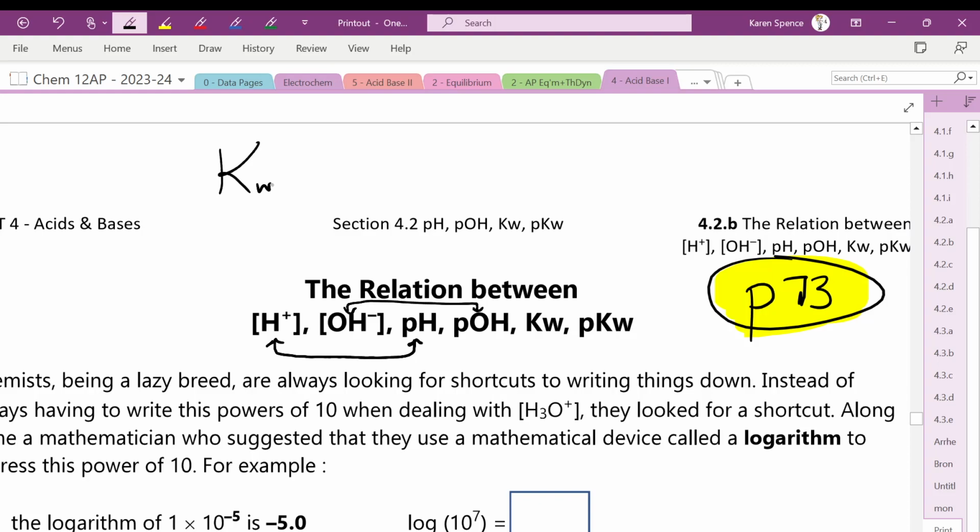KW is the Ka for water. Okay? So KW is the Ka for water.